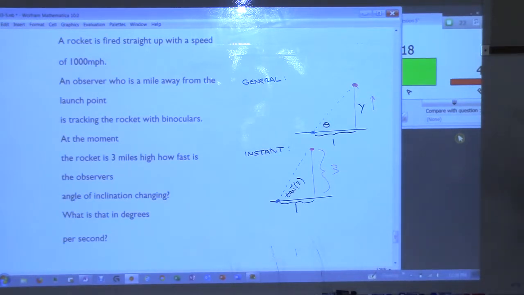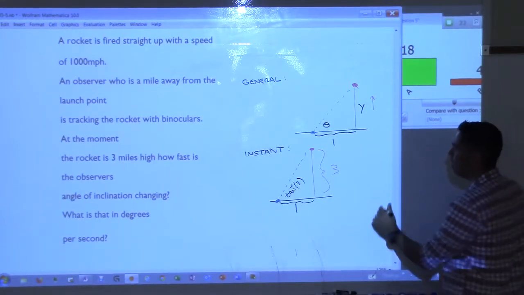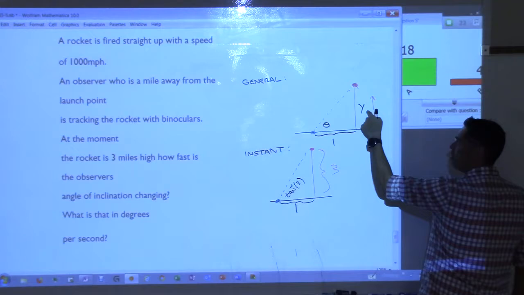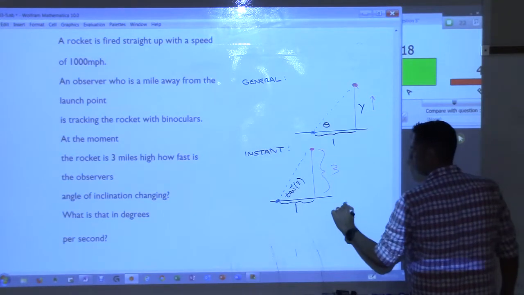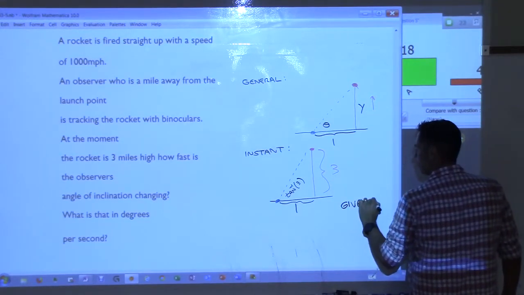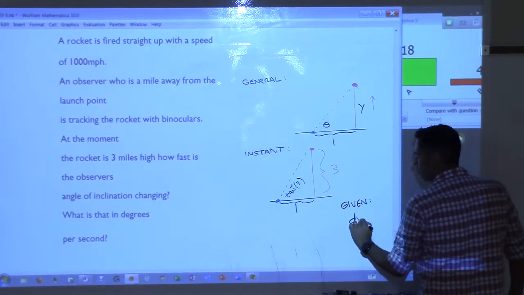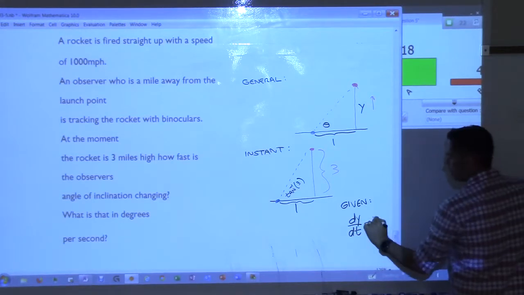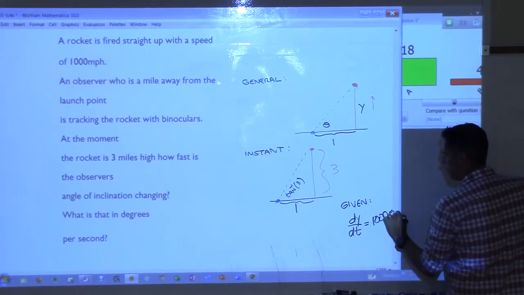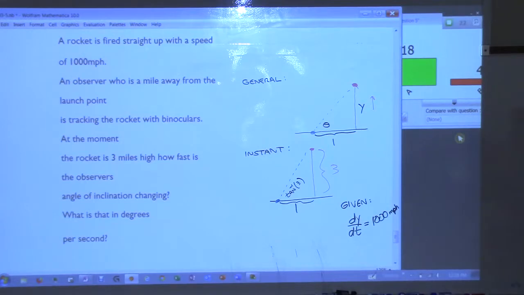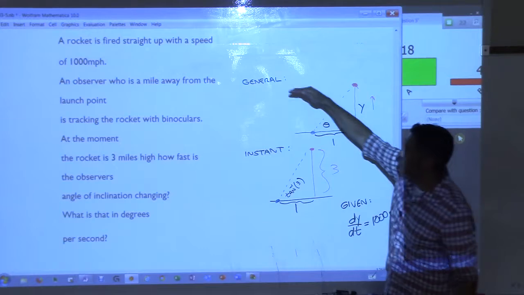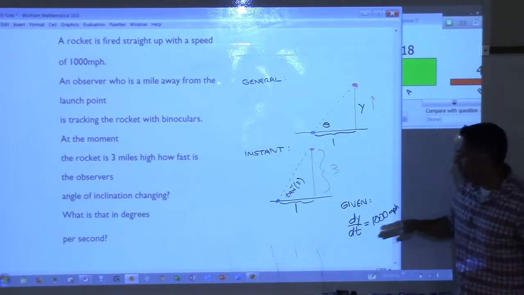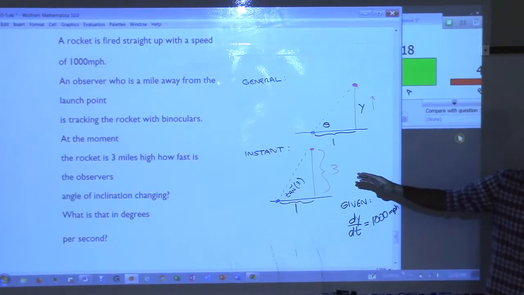Once you have a picture and an idea of what's going on, you can write out things like, do you know how fast y is changing? So you're given that y changes with respect to time. What's that rate? 1,000 miles per hour. Right? What do you want to know? So in my classes, I usually say draw a general picture, an instant in time. Write down what you're given and write down what you want.